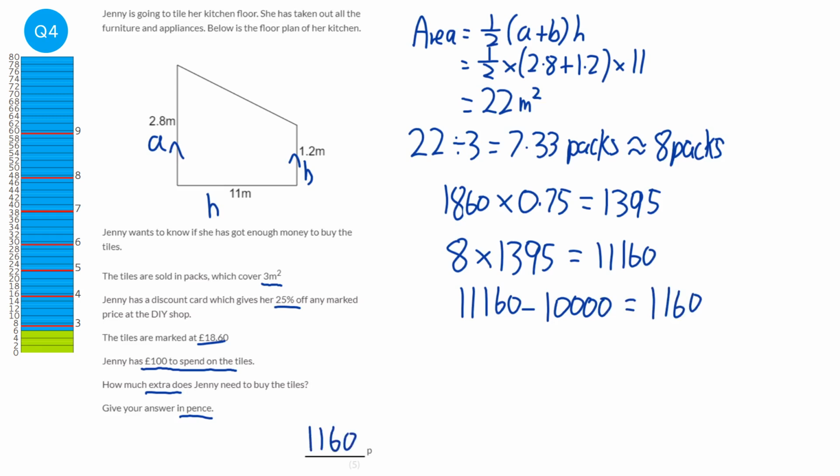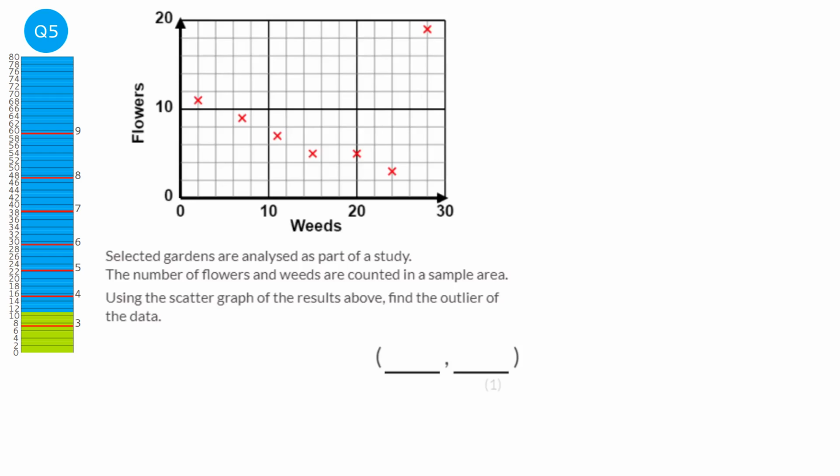On a scatter graph, an outlier is a point which doesn't fit the pattern. And as we can see here, all of these coordinates fit kind of a nice line going down there. So they all are showing a trend, but we've got this point here that's nowhere near that trend at all, and that's what we call an outlier.